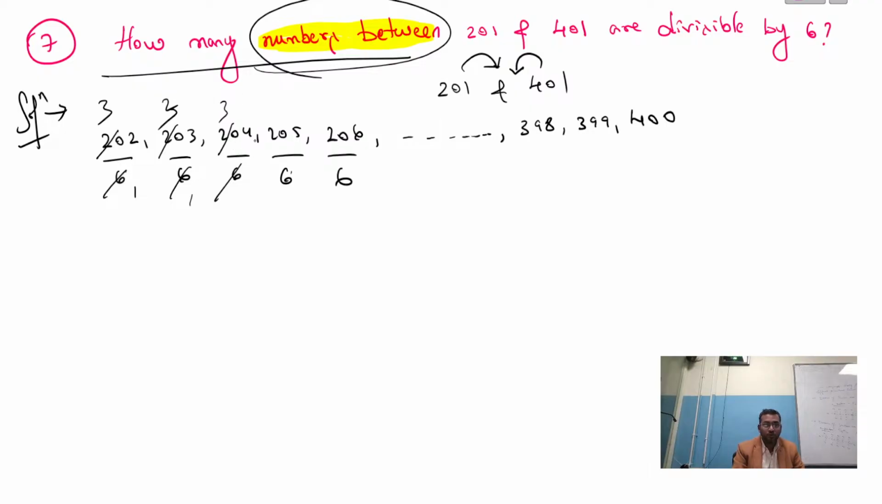19, 20, 24. Yes, 24 will go right. 6 fours are 24. Now we got to know that the first number which is divisible by 6 is 204. 204 is divisible by 6.